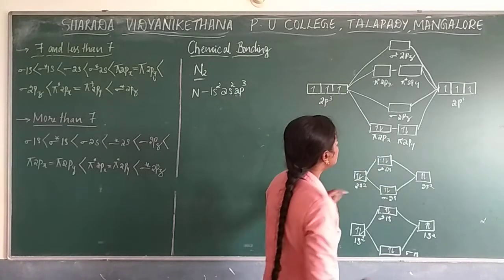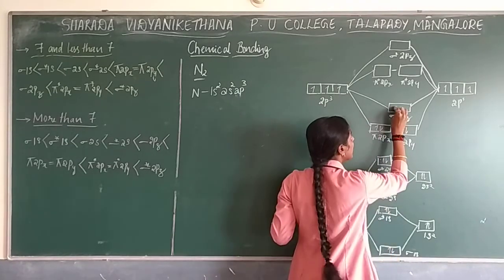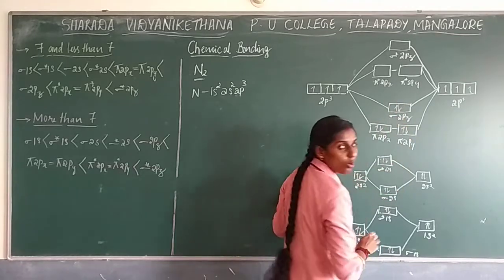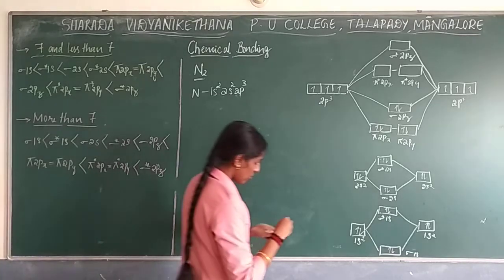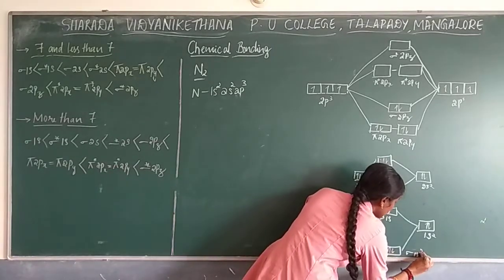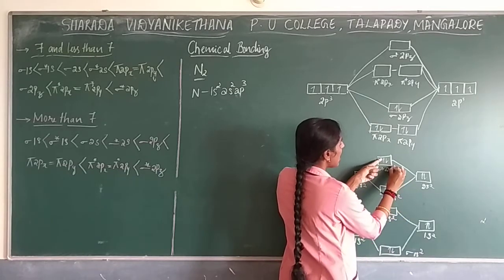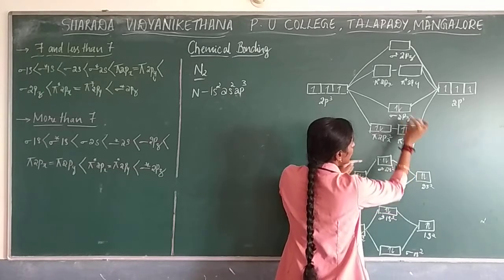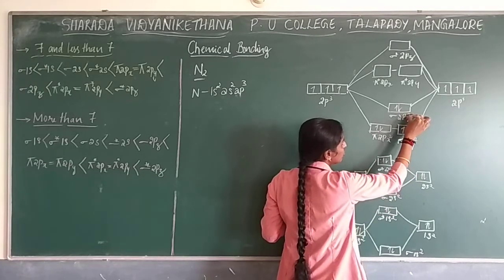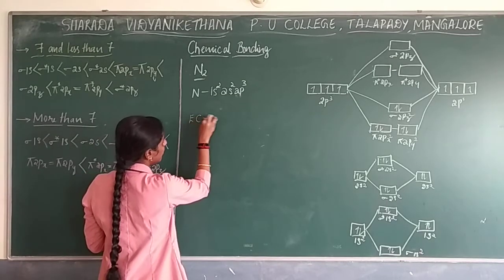6 electrons: 1, 2, 3, 4, and 2 electrons are remaining, give them over here. Now write the electronic configuration. Based on this: sigma 1s2, sigma star 1s2, sigma 2s2, sigma star 2s2, pi 2px2, pi 2py2, sigma 2pz2.